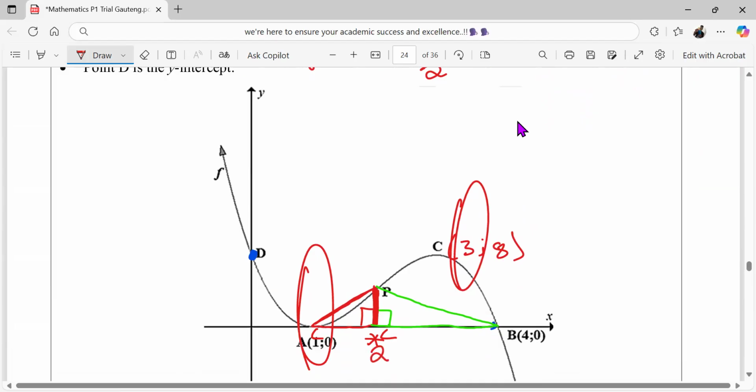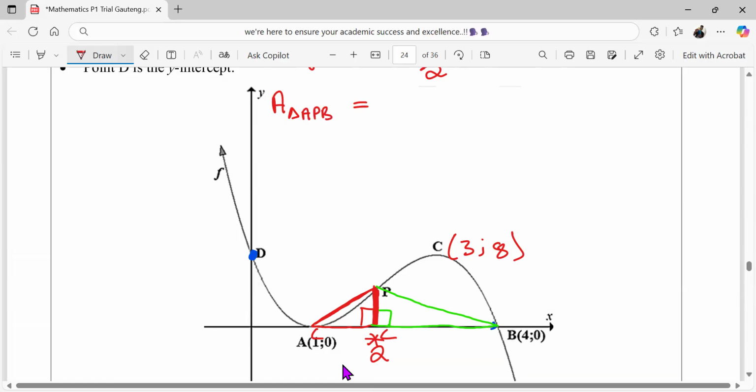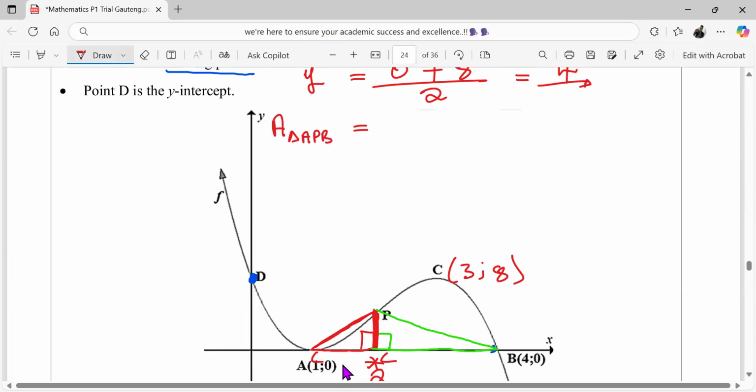Now we know the x value here is 2, which means the length of this red triangle will be 1 unit. It's from 1 to 2. And the length of the green triangle will be 2 units. It's from 2 to 4. So then, the area of triangle APB, we divide it into 2 triangles as we said.